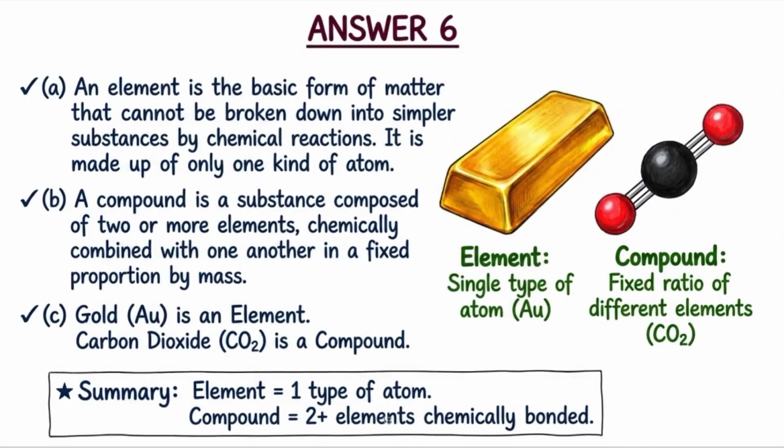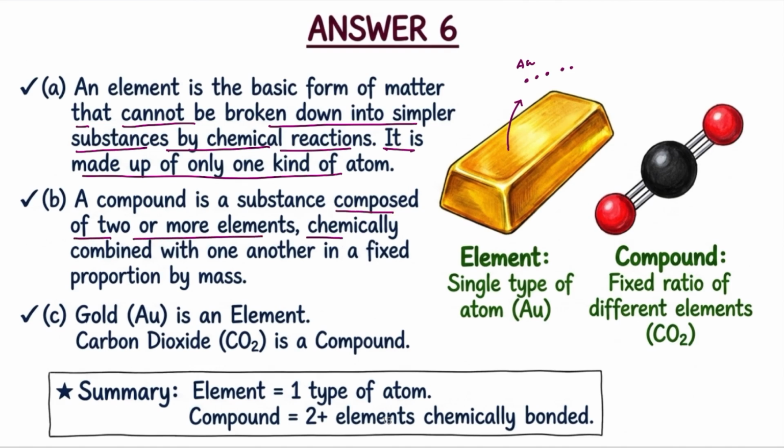An element is a basic form of matter that cannot be broken down into simpler substances by any chemical reaction. It is made up of only one kind of atom. Gold is made up of only gold particles, that's why gold is an element. But what is a compound? A compound is a substance composed of two or more elements chemically combined with one another in a fixed proportion by mass. This is the definition of compound.